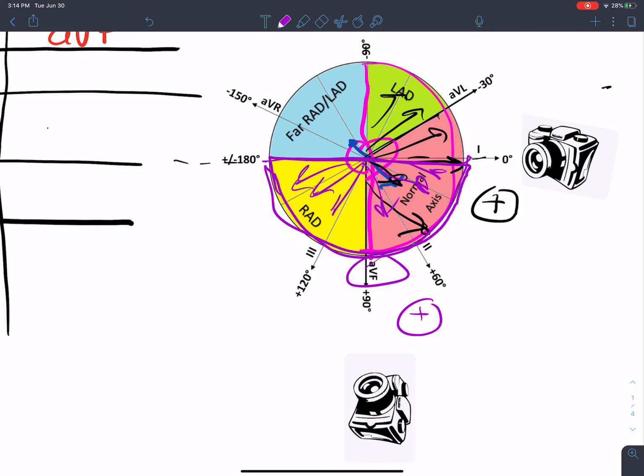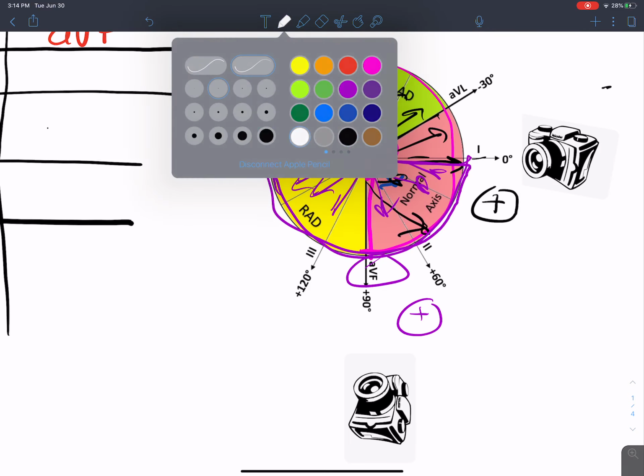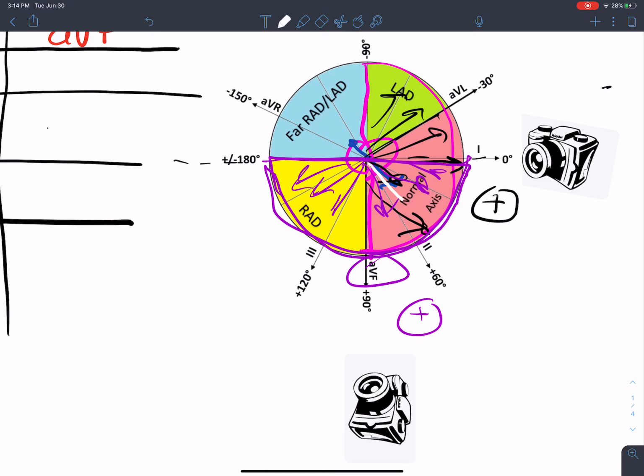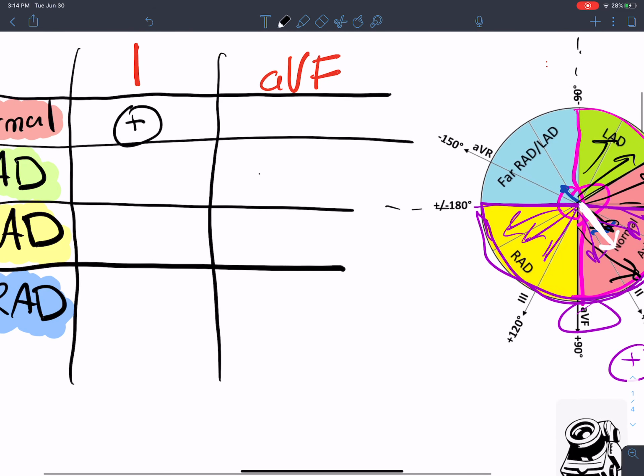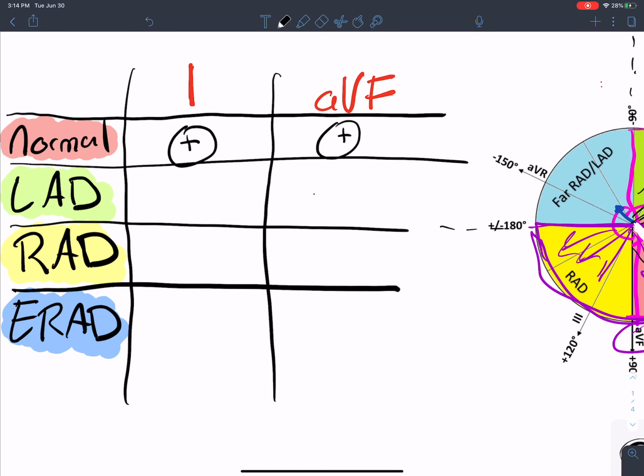So if you have a normal axis, this is a normal impulse from the heart, traveling in this direction. Is it going away or toward AVF? Yeah, that's 2 in a row. It's going toward AVF. So that means we're going to also have another positive deflection in AVF. So there we go. There's our first piece of the puzzle. Normal axis deviation: positive lead 1, positive AVF.